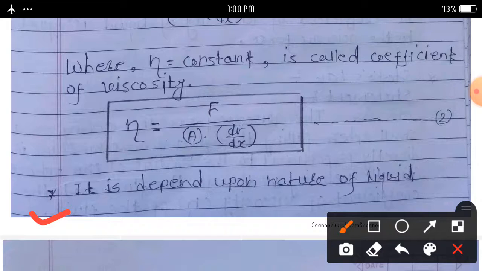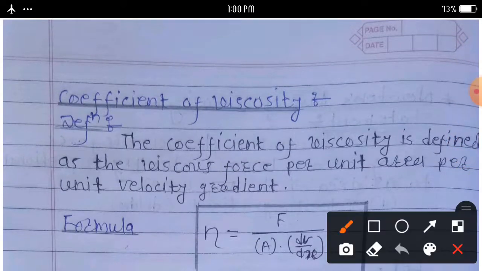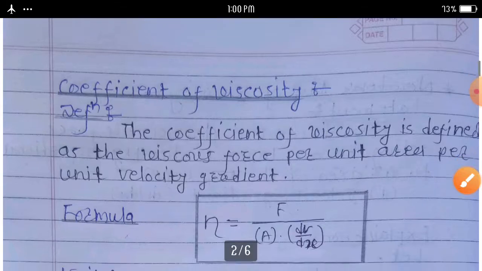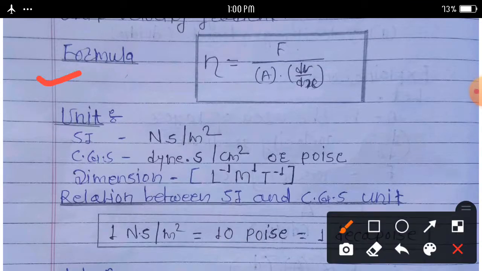Then we can prepare the definition of the coefficient of viscosity. Definition: the coefficient of viscosity is defined as the viscous force per unit area per unit velocity gradient. Then we can write in the formula, eta is equal to F upon A into dv upon dx.